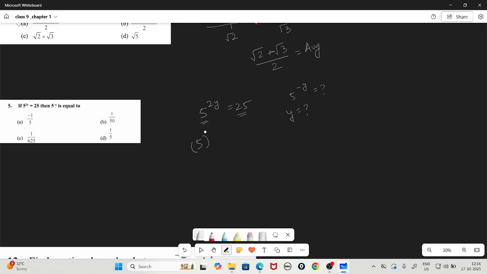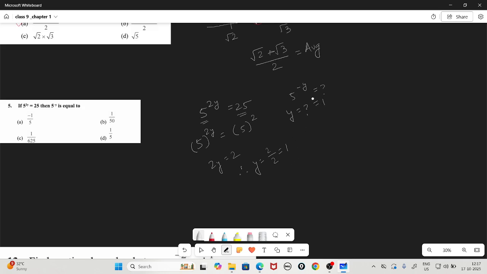So 5 raised to the power 2y is equal to 25, which is basically 5 into 5, which is 5 raised to the power 2. Now, as the bases are equal, we can write that 2y is equal to 2. Therefore, y is equal to 2 divided by 2, which is equal to 1. Now we got the value of y. So y is equal to 1.